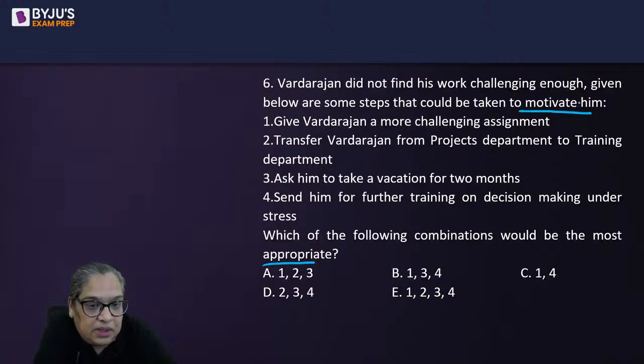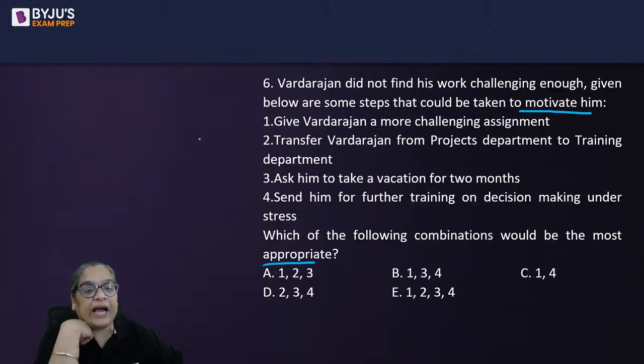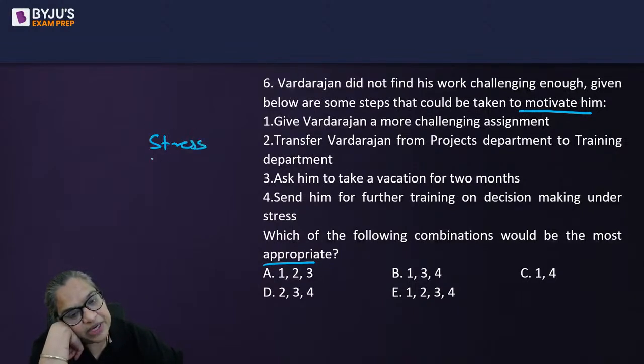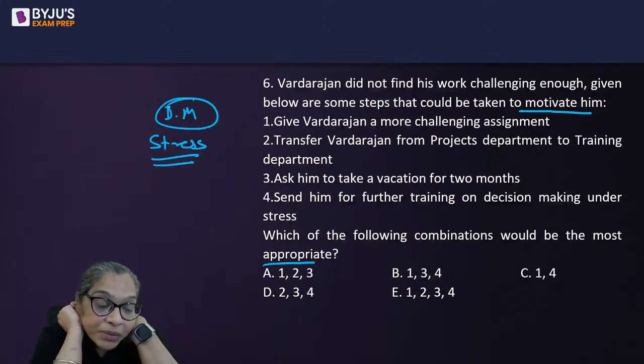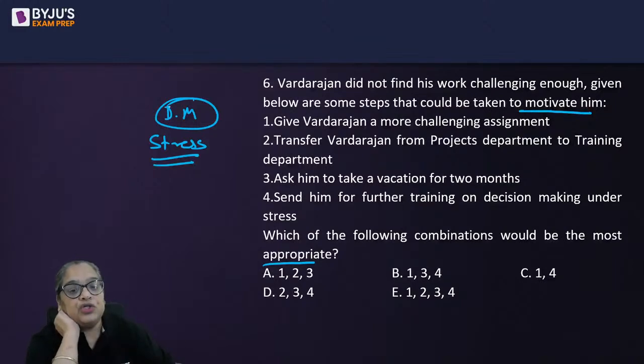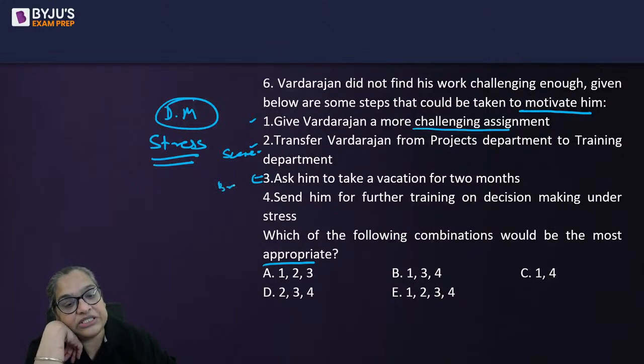C is 1 and 4. No, Vrinda. Has it been given that he is under some kind of stress and he is not able to take decisions? Look at the problem. Problem is lack of interest in his work. So could be that it is not challenging enough. He's already won the best performer award. Maybe it's not challenging enough. Maybe he wants a change of scene, or maybe he wants a break.